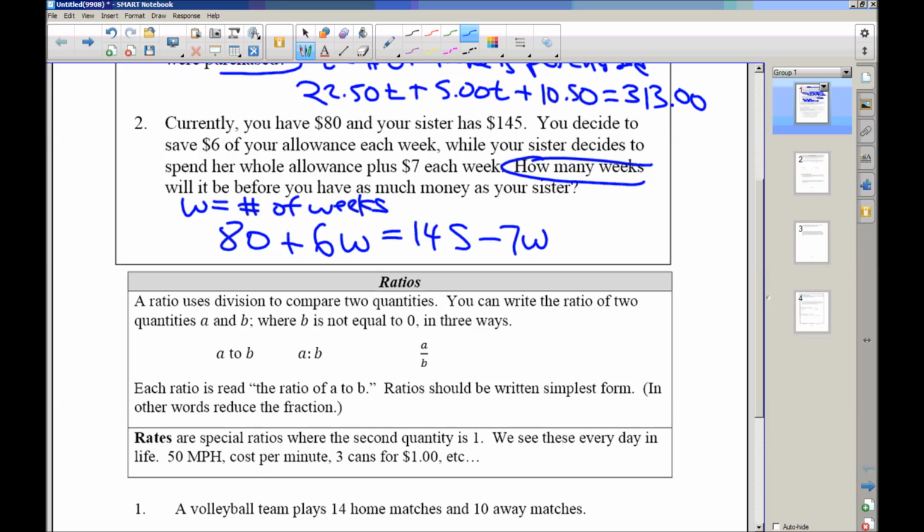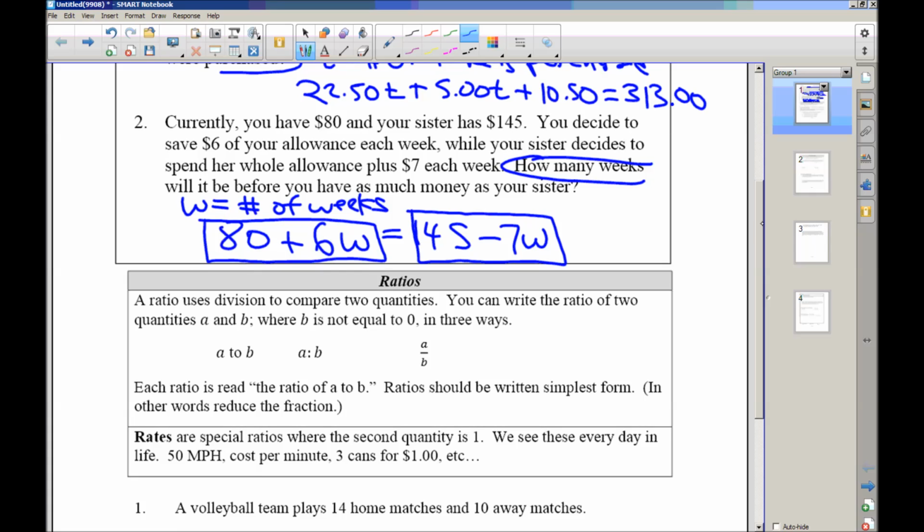Okay? If we solve this for W, which has variables on both sides, we find out how many weeks it took before we have the same amount of money. And that's because this expression stands for our money, and this expression over here stands for our sister's money. And when they are equal, we will have the same amount of money.